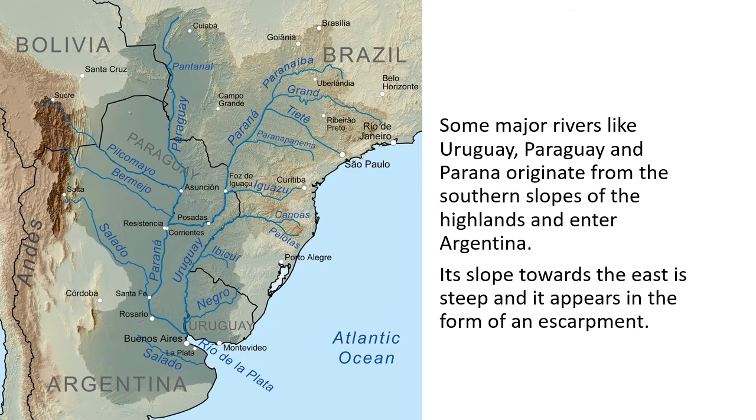Dear children, now let's talk about the southern slopes of Brazil. There are three major rivers that originate in this area: Uruguay, Paraguay, and Parana, which you can see in this map clearly. Children, these rivers flow towards the south of these highlands and enter Argentina. Children, the slopes towards the east of these highlands are steep and they appear in the form of an escarpment. Now let's try to see an escarpment.